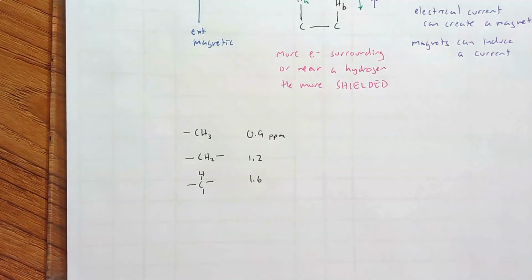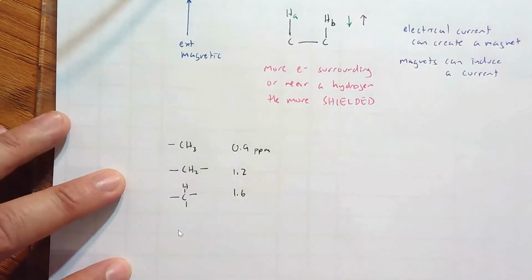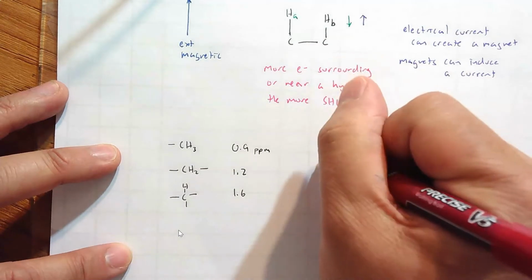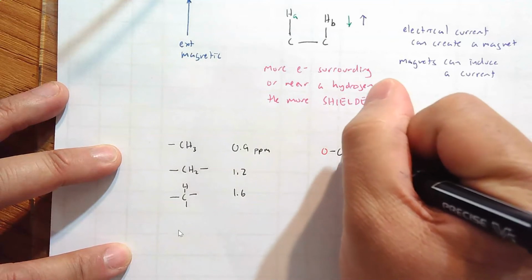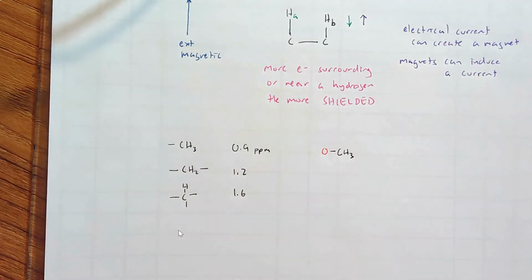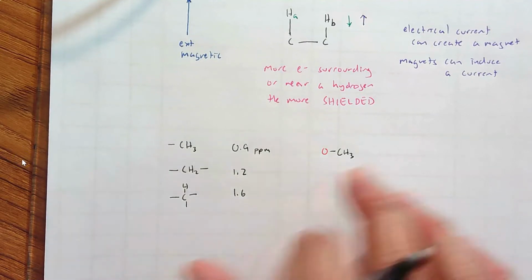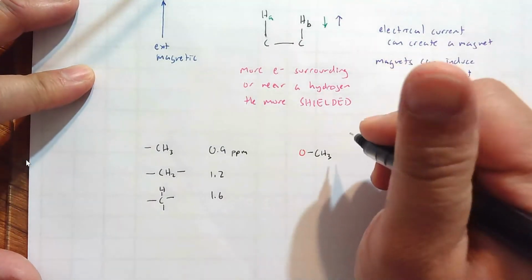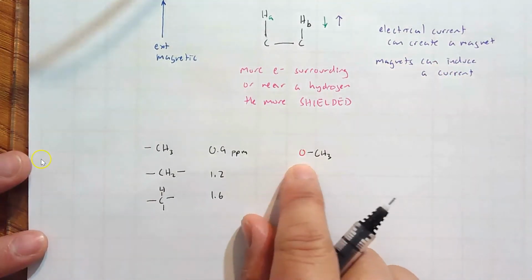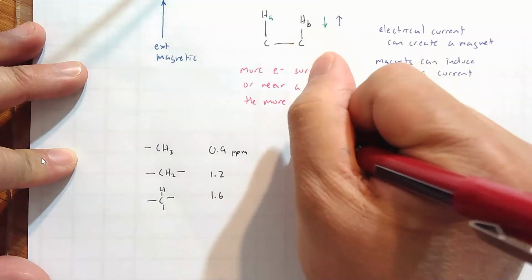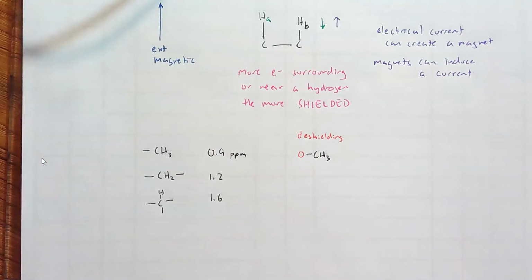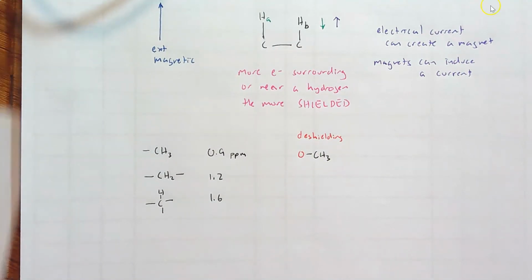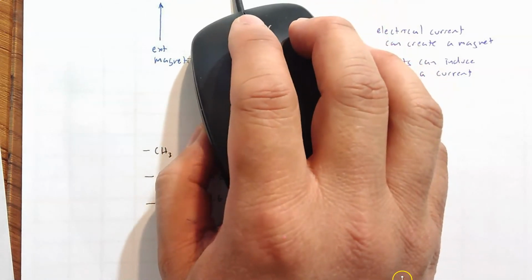Okay, so what about if we add oxygen? We have an oxygen, and we connect it to the CH3. What is it going to do to that CH3? Well, we have potentially an ether, and it gets pushed downfield because the oxygen is de-shielding. This de-shielding effect. You see what I'm getting at? And we can pick up this number somewhere.